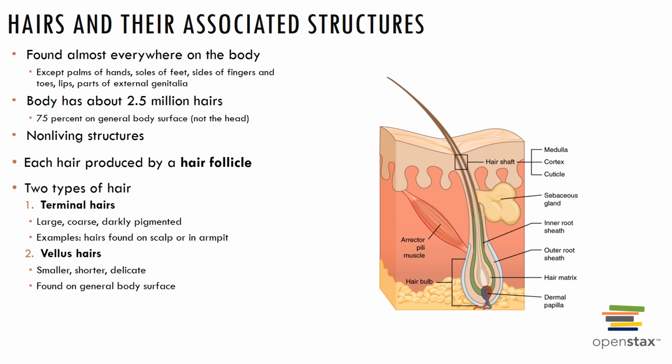The bulb is the deepest end of the follicle, and that's where we see mitosis. Cells are pushed up, keratinized, and that is our genetically determined pigment hair color. Now, the erector pili muscle is a smooth muscle attached to the hair follicle. It's responsible for goosebumps.